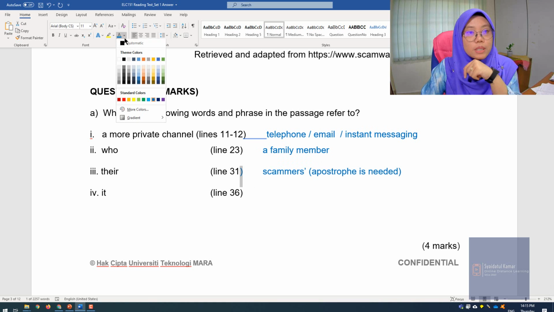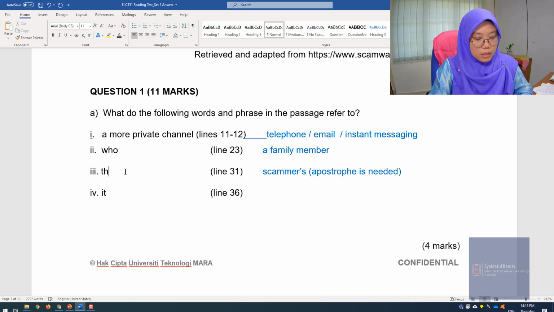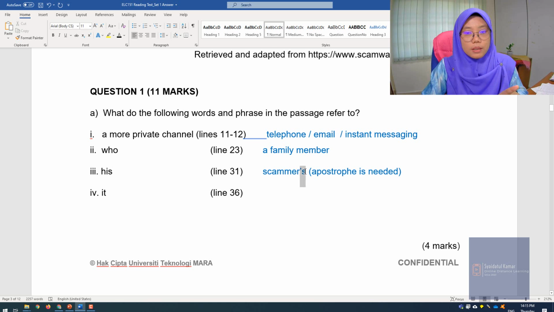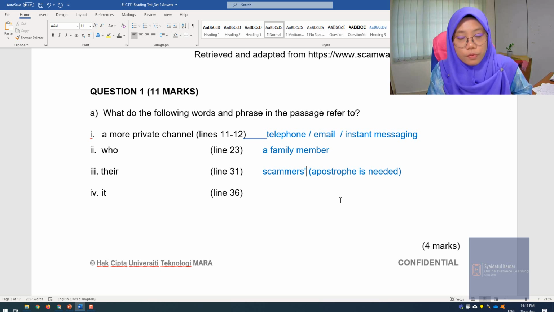Because it is a possessive pronoun, the apostrophe is needed. It is compulsory here. The answer is plural but in possessive form, so it is supposed to be scammers' with the apostrophe. If the question were he, his, for example one person, then it would be scammer's. However, since the question is in plural form, your answer must be plural first, scammers, and then possessive, so you have to put the apostrophe. Without the apostrophe, your answer is wrong.